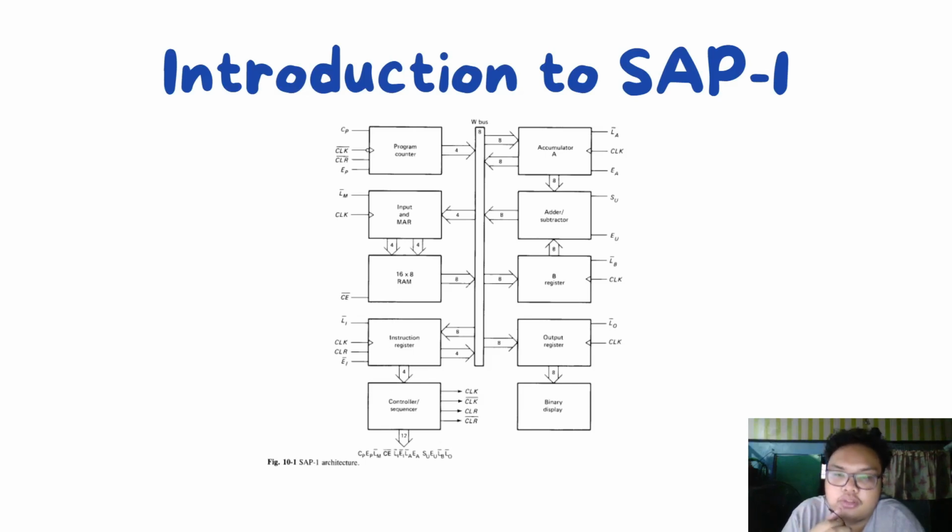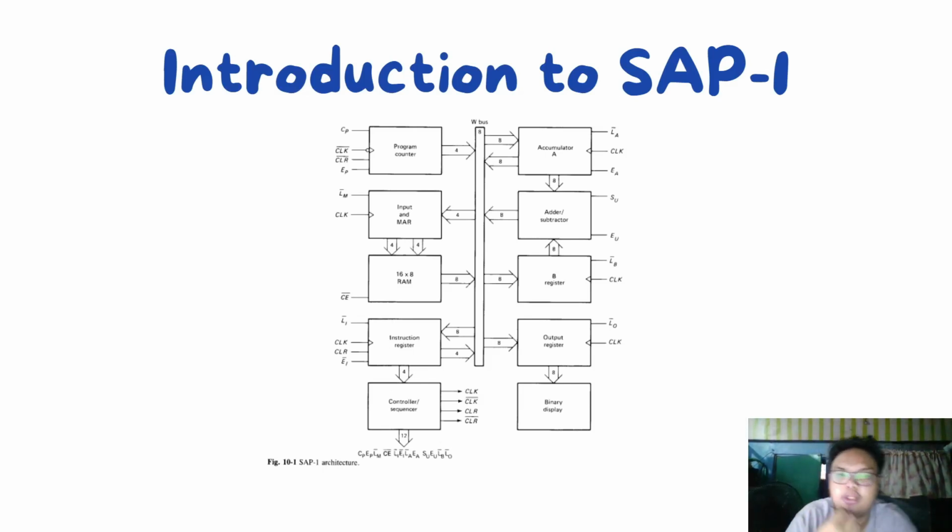SAP-1 includes the program counter, or PC. It tracks the memory address of the next instruction. Next one is the instruction register, or the IR. It stores the current instruction. Next one is the accumulator, or the ACC. It temporarily holds arithmetic results. Next one is the RAM. It stores both data and instructions.